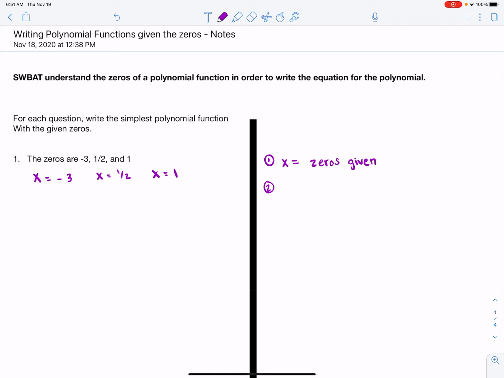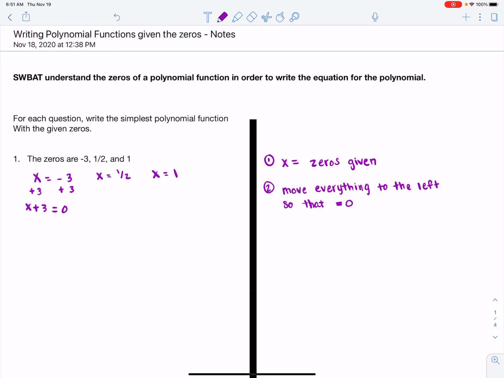Okay, then think backwards. You found those zeros by setting your factors equal to 0. So we need to move everything to the left so that you have a factor that equals 0. Okay, so I'm going to add 3. x plus 3 equals 0.